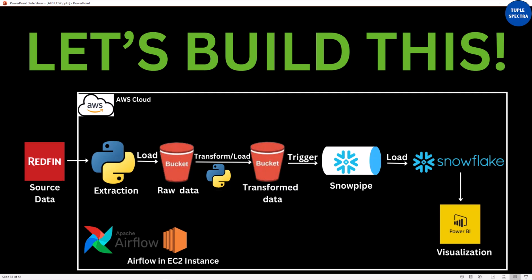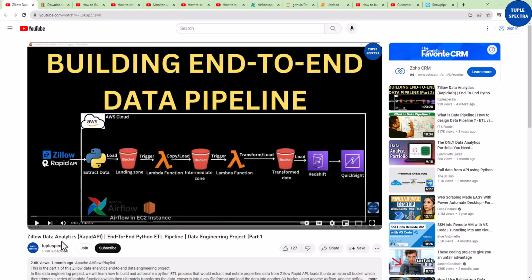In one of my previous videos I showed you how you can extract data from Zillow Rapid API. In that case also we extracted real estate data from the Zillow Rapid API, and we put that on the landing zone and we ran some Lambda functions until we were able to transform the data. The transformed data was put in an S3 bucket, after which we loaded the data into Redshift cluster, AWS Redshift, and then we connected QuickSight to the Redshift for data visualization.